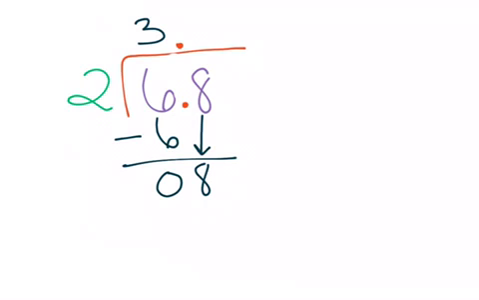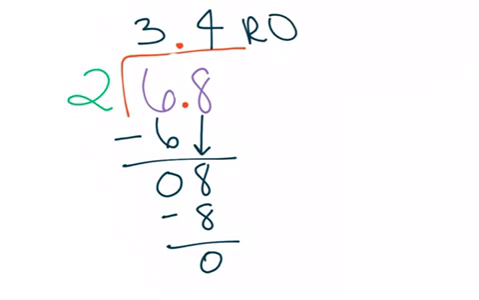So how many times can 2 go into 8? 4 times. 2 times 4 is going to be 8. So we subtract our 8. Our remainder is going to be 0. And our quotient is 3.4.